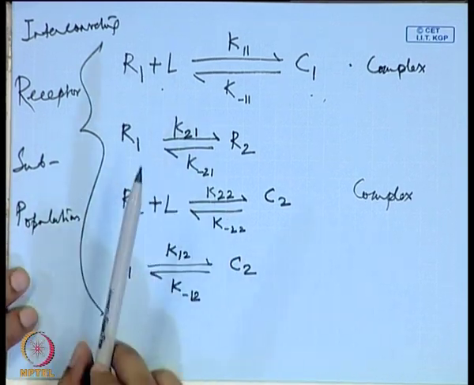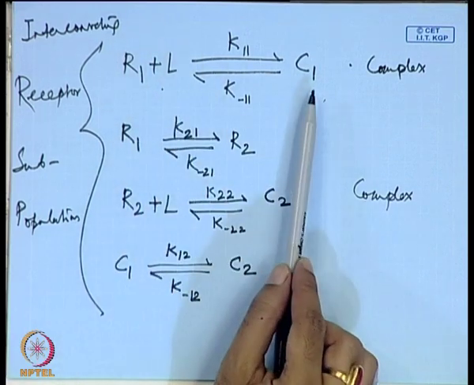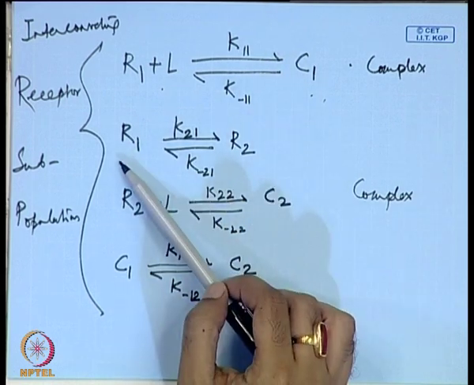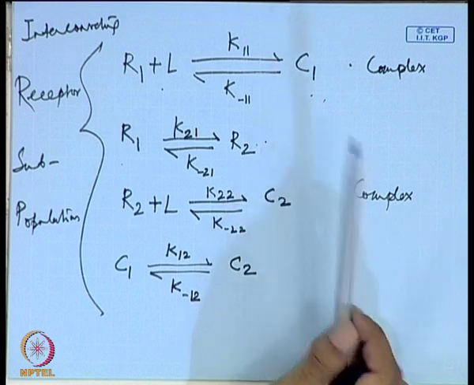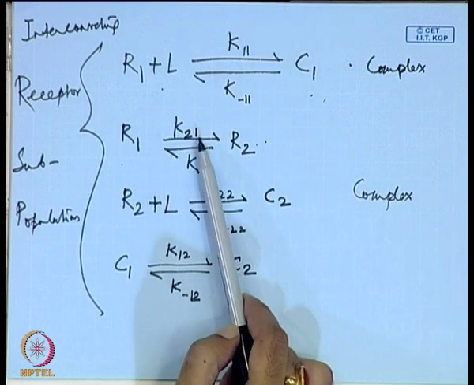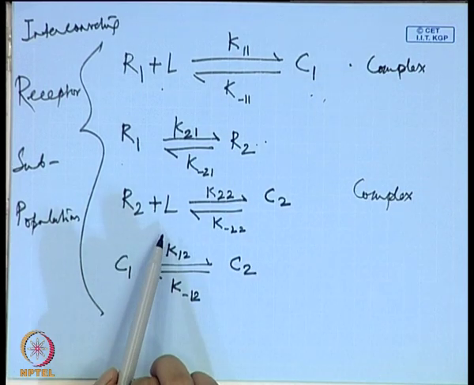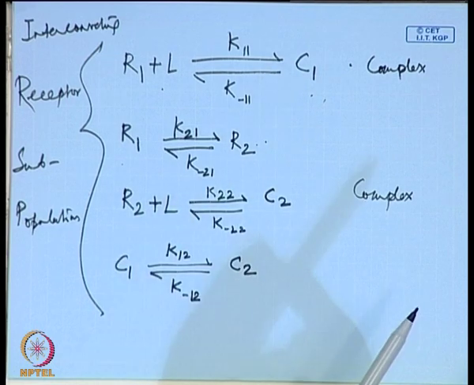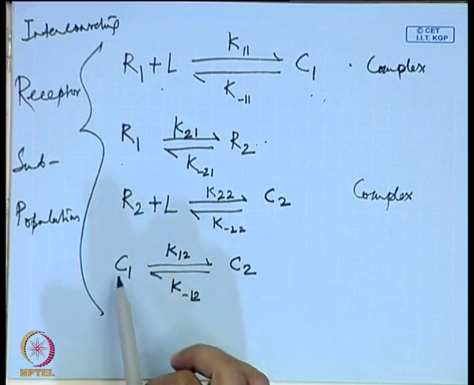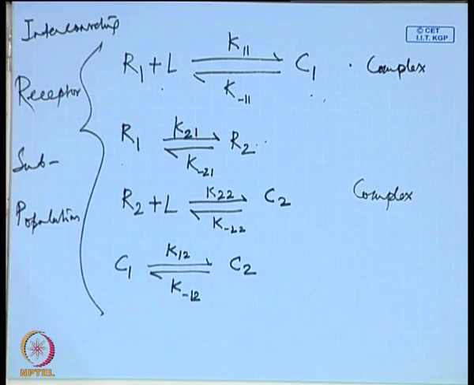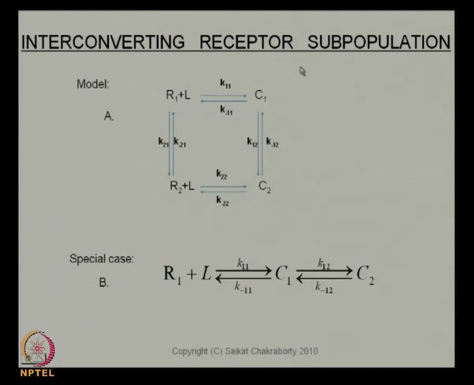What is happening is that receptor 1 is binding with ligand to form a complex, and the forward and backward rate constants for that are k11 and k minus 1. Receptor 1 is undergoing a conformational change to form R2, and the rate constants for that are k21 and k minus 21. R2 reacts with the ligand as it is to form a complex C2, and C2 and C1 undergo conformational change again. If you go back to the screen, this is the way we have represented it. This is a slightly confusing way of looking at it, and therefore I drew it, but you can write this in a cyclical way.